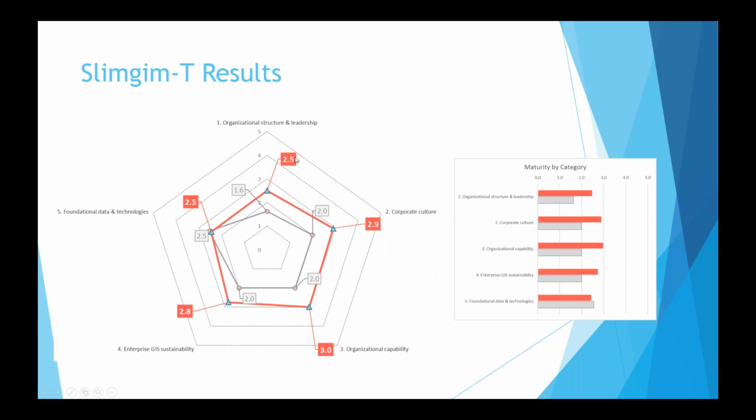SlimJim-T also has a spider graph. This one is divided into the major components, and it also presents a bar graph, just to help you visualize what your scores are.